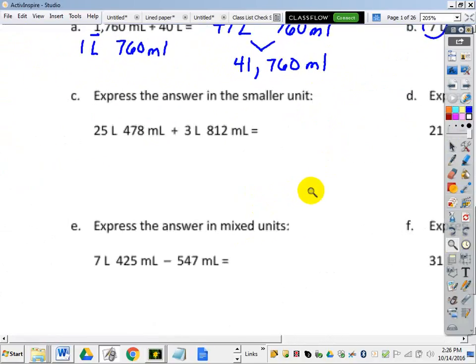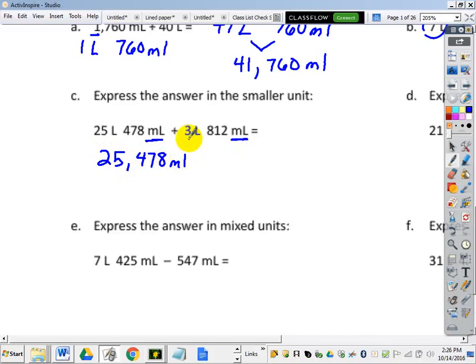Letter C. All right, C. Express the answer in the smaller units. We're going for milliliters. So let's convert the whole thing to milliliters. Let's call this 25,478 milliliters. We'll have it done.